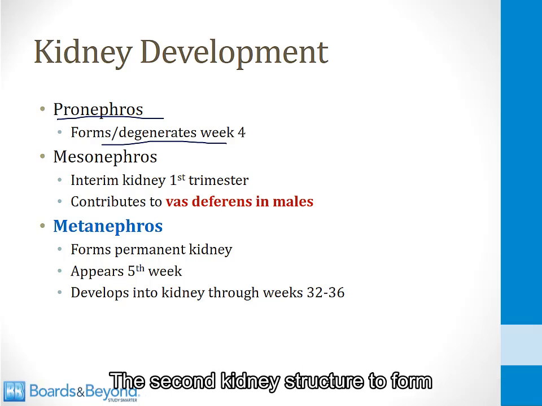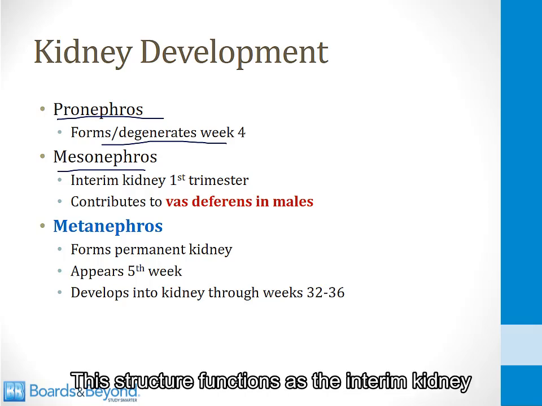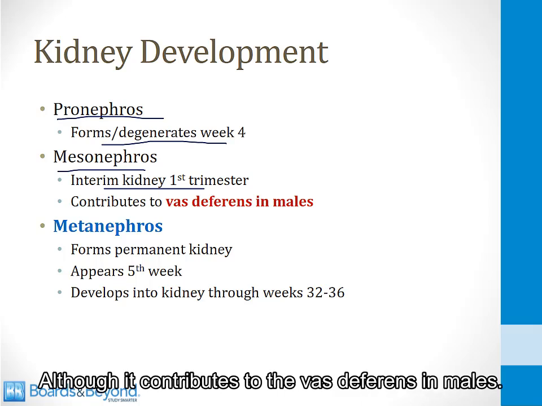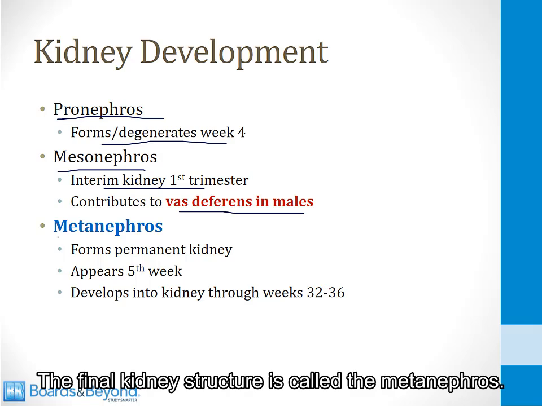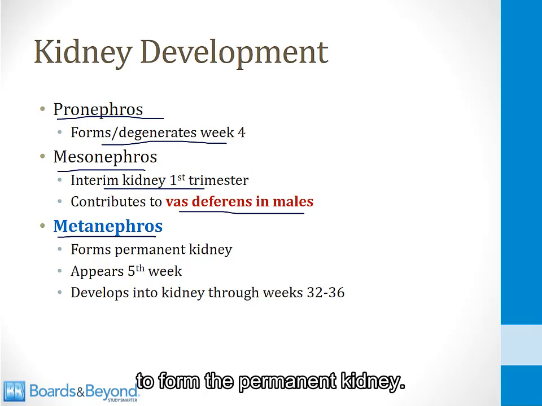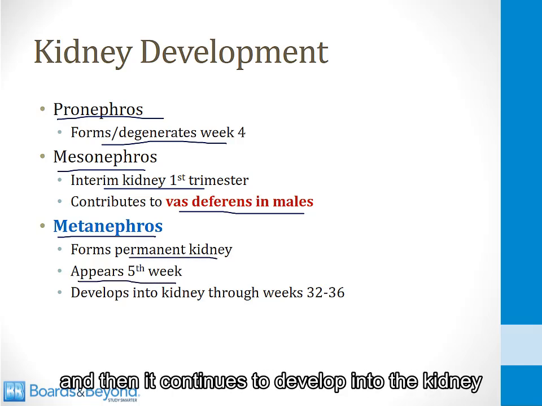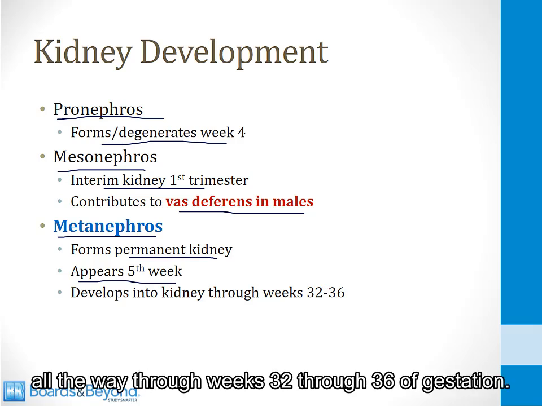The second kidney structure to form is called the mesonephros. This structure functions as the interim kidney in the first trimester, and then it degenerates, although it contributes to the vas deferens in males. The final kidney structure is called the metanephros. This is the structure that goes on to form the permanent kidney. It appears around the 5th week of development, and then it continues to develop into the kidney all the way through weeks 32 through 36 of gestation.